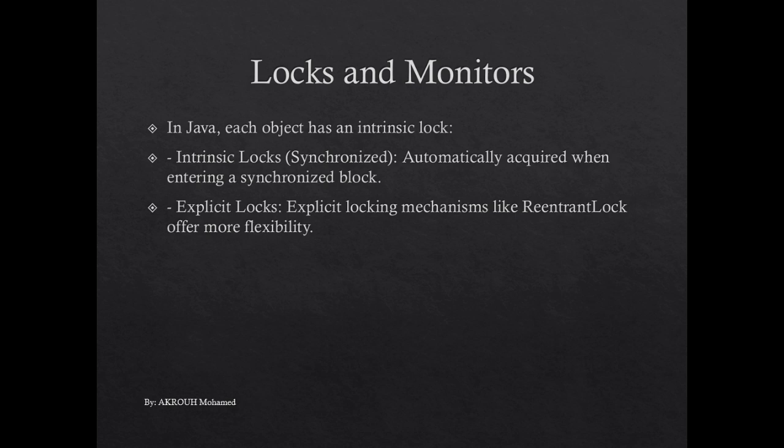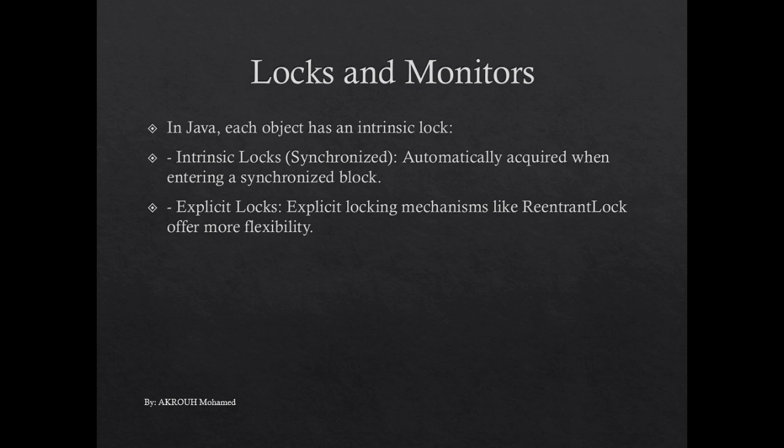When a thread enters a synchronized method or block, it acquires the object's intrinsic lock. Explicit locks, such as Lock and ReentrantLock, offer more flexibility. These locks need to be manually acquired and released, giving developers finer control over synchronization.